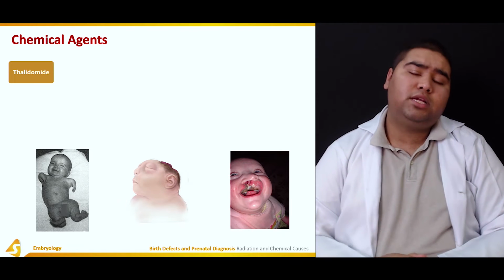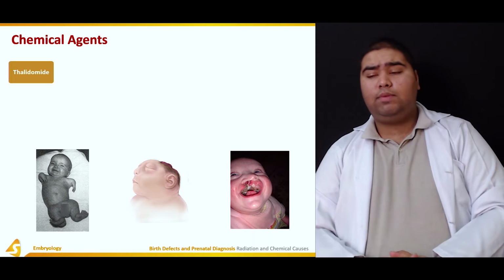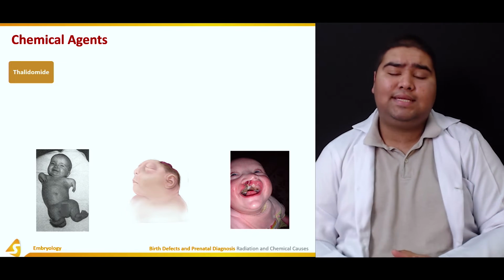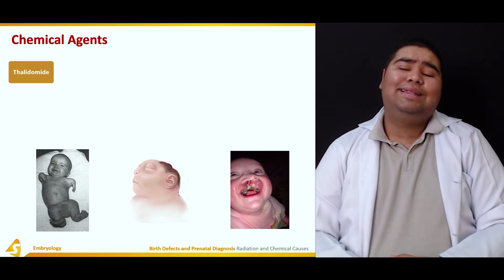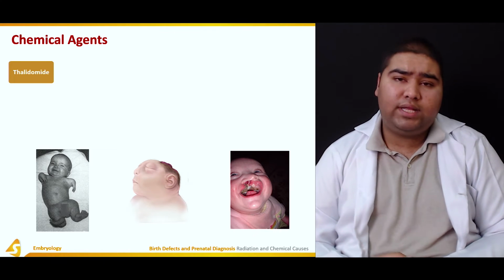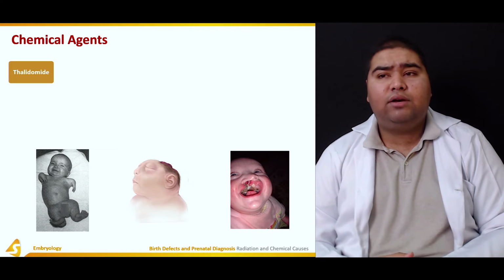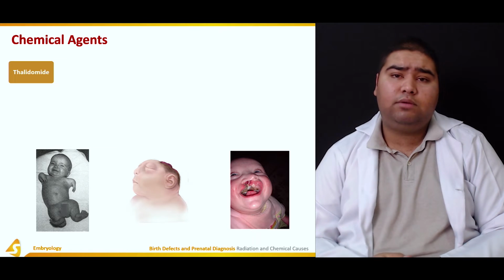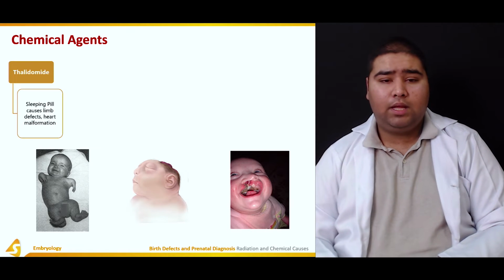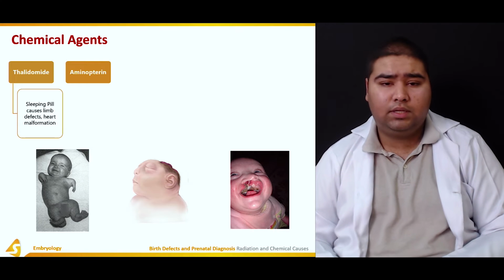First of all, thalidomide. Thalidomide is a sleeping pill. In Germany in the early 1960s, the scientists found out that there was an increase in the frequency of limb defects. When they tried to find out the source, it was the taking of thalidomide by the mothers. It can also cause heart malformation.